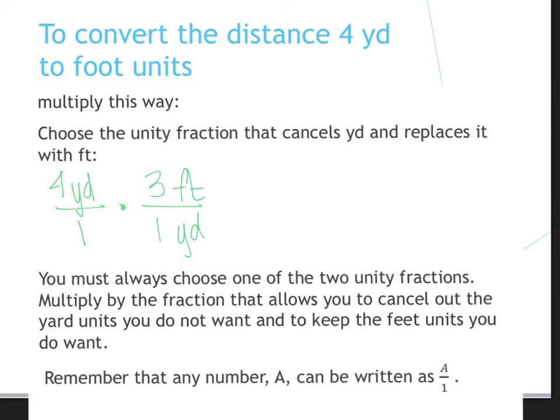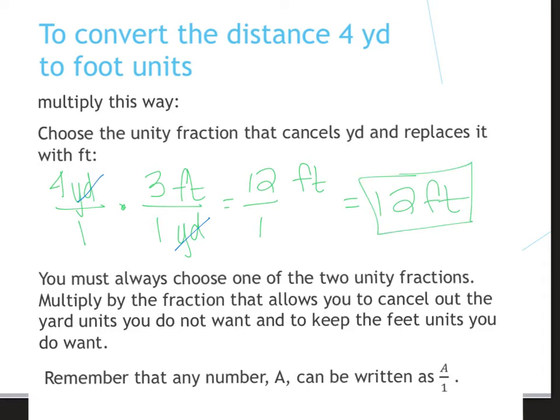1 yard is equal to 3 feet. So now you're going to notice that the yard units cancel and leave me with feet, and you're just going to multiply straight across. So 4 times 3 is 12, leaves us with feet. 1 times 1 is 1, so 12 over 1 is just equal to 12 feet.